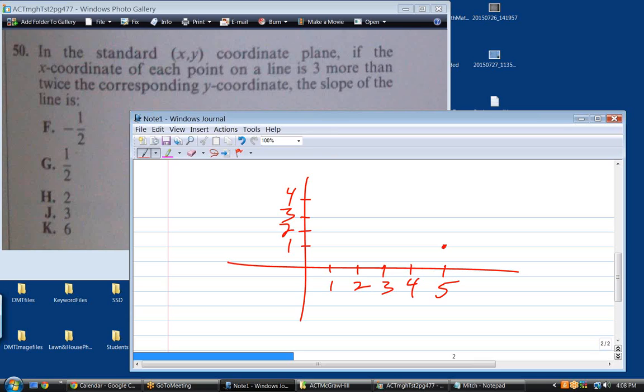Right? Yeah. X-coordinate is 3 more than twice. So 3 more than twice 1 is 5. Okay? So all we need is one more point to get the slope. All right. So 6 must be 3 more than twice the y-coordinate. 6 must correspond with 1.5. Right? Yeah. What's the slope between those two points? Rise over run. It would just be 1/2. Yes. Rise over run. The rise between there and there is 1/2. And the run between there and there is 1. So we can do it that way.